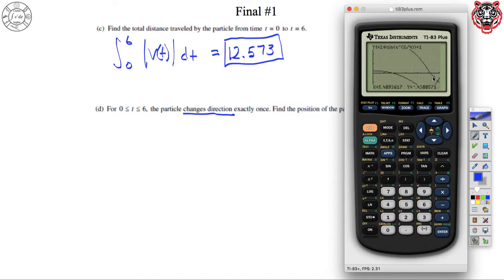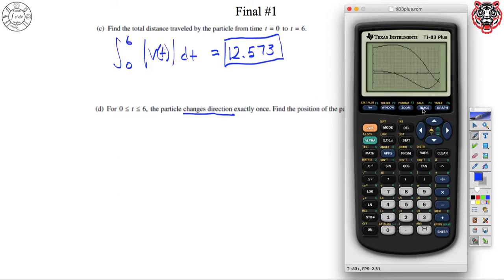This is my y1 function, this one right here. So on my y1 function, where does it hit 0? Where does it go from a positive to a negative, or vice versa? And you can see around this point it goes from a positive to a negative. So that's where it changes direction, but that is only the velocity. So we're going to be able to find the time when it changes direction, but we won't be able to find the position. But that's the first step.